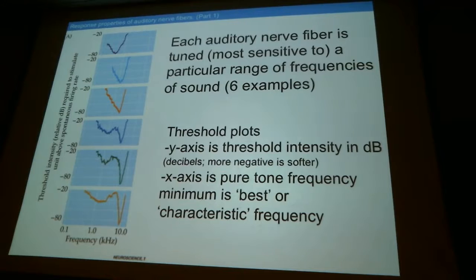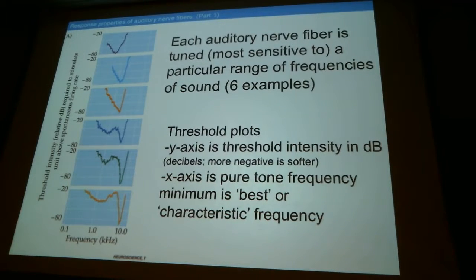Okay, so let's start looking at the auditory nerve. If you record from a single auditory nerve, each nerve innervates essentially a single hair cell. Okay, so it's going to be responsive to whatever that hair cell is responsive to. And you're going to get tuning that looks like this. So let me explain what these are. These are 6 individual auditory nerve fibers.